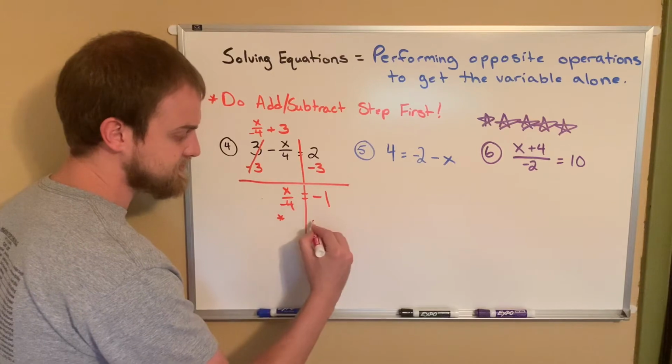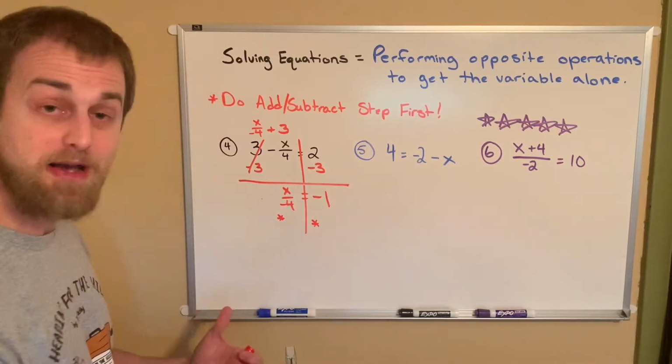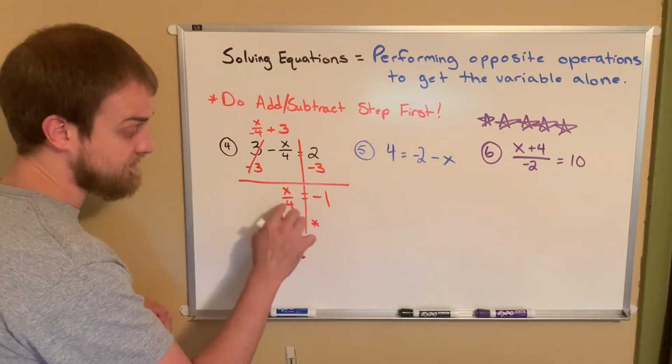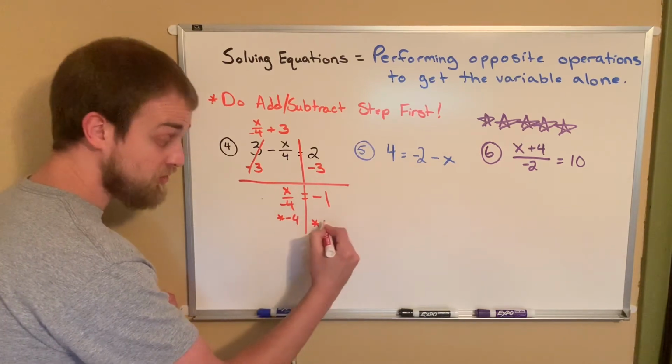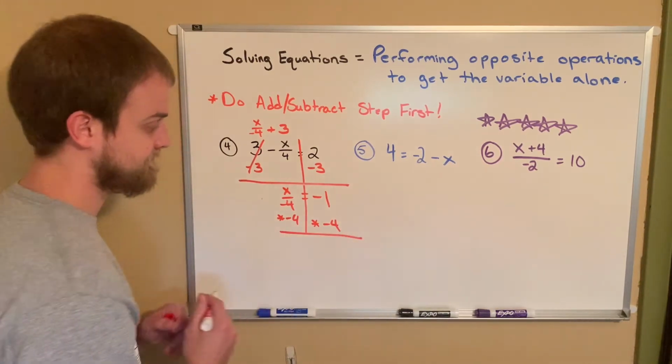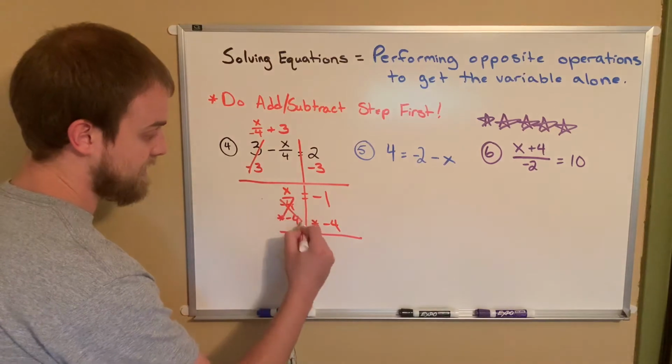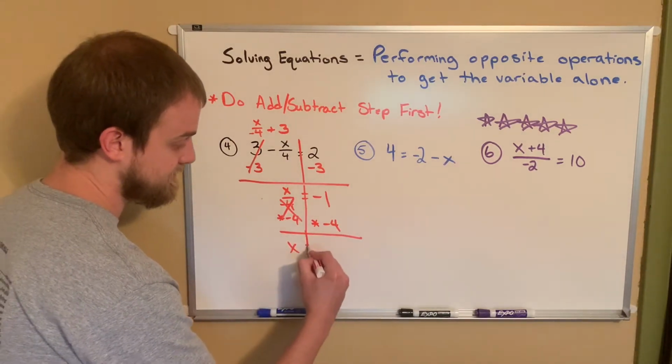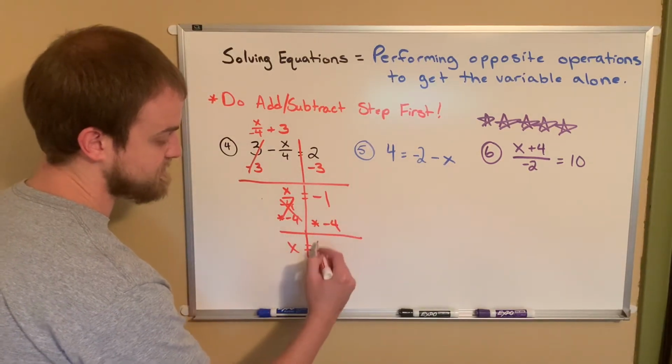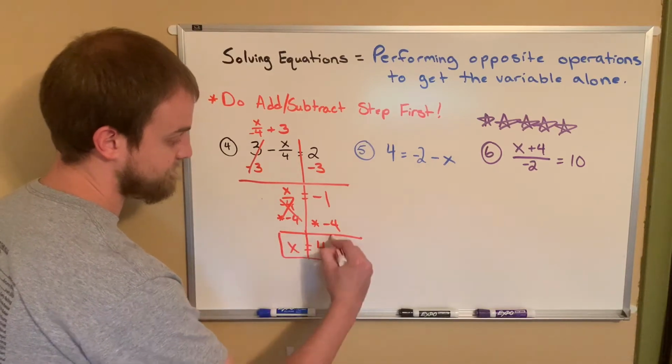So I need to do the opposite of divide, which is multiply, but by what number? Well, what number am I dividing by? Negative 4. So I will multiply by negative 4. These will cancel out. I'll be left with x equals negative 1 times negative 4, which is positive 4.